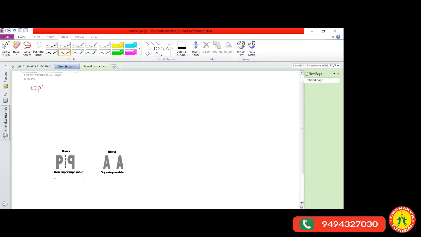Okay, we are going to discuss optical isomerism. We discussed geometrical isomerism and optical isomerism. Actually, geometrical and optical isomers both come under configurational isomers. So configurational isomerism is classified into two types: one is geometrical isomerism, and the other is optical isomerism.